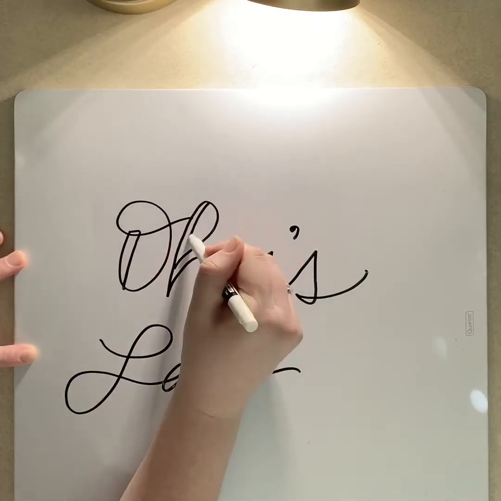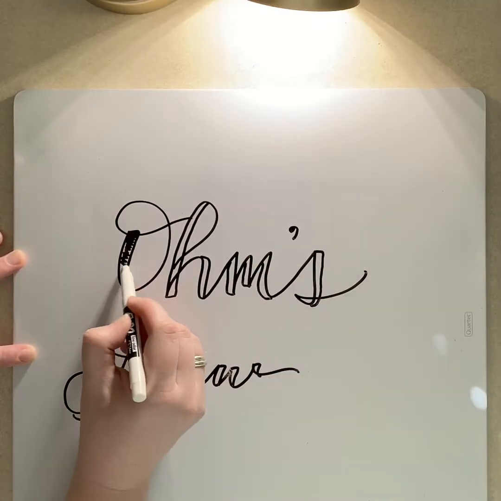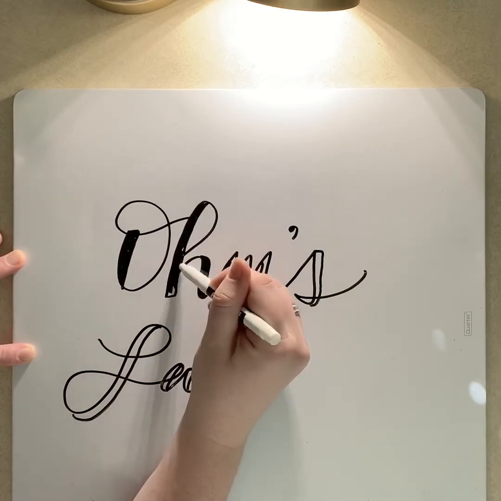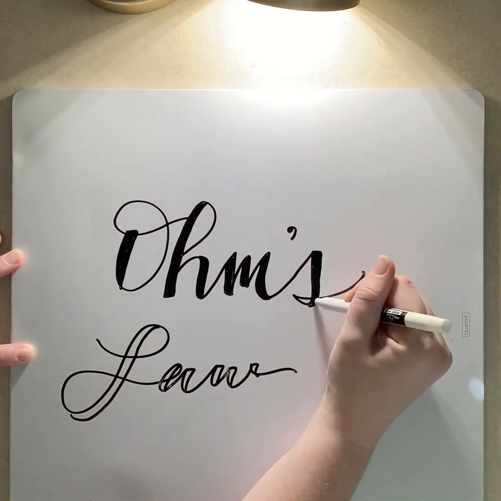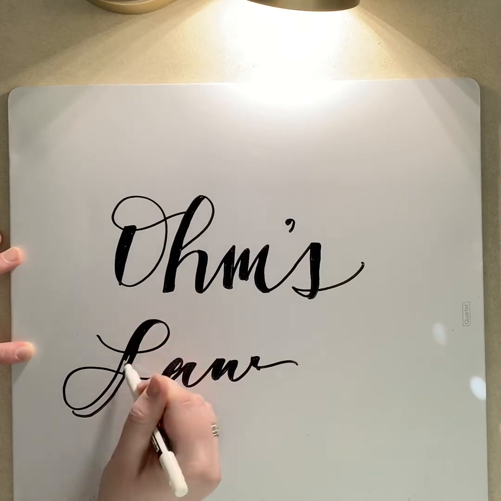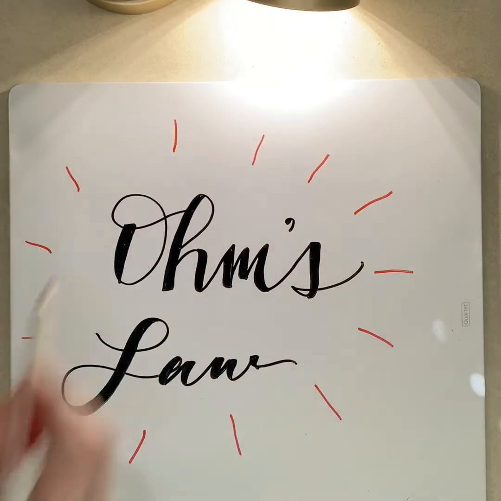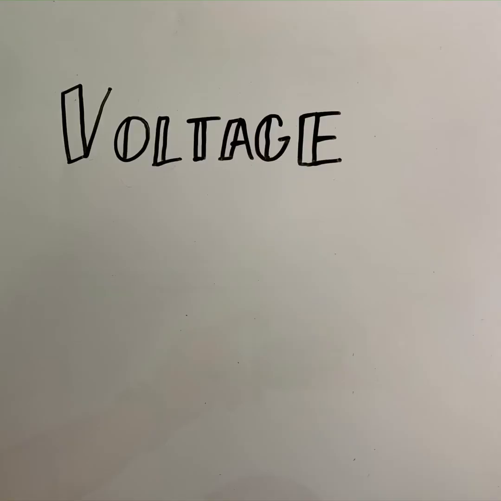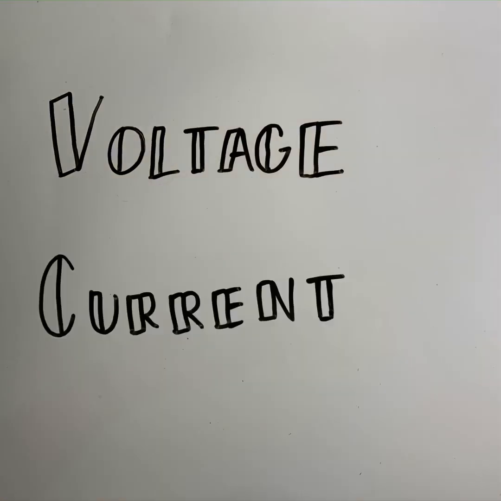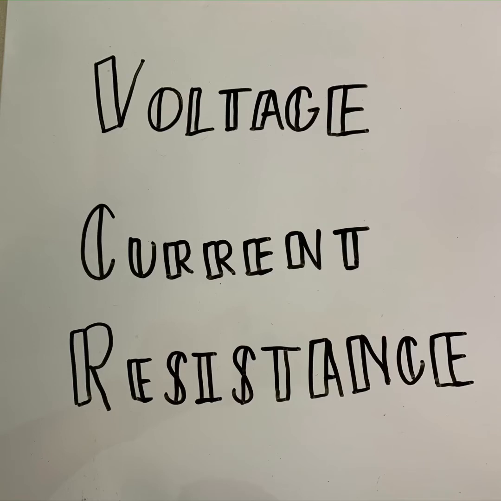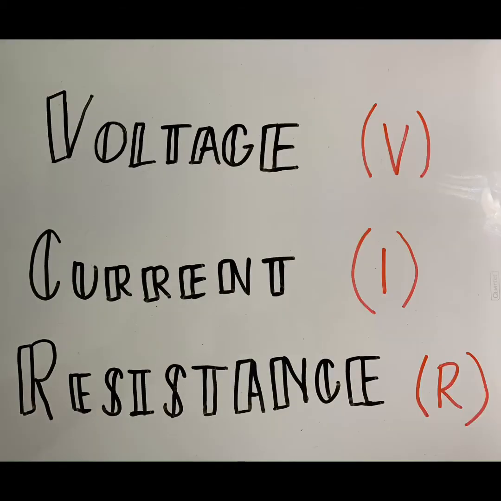Hello! Today in this video, I'm going to be talking about Ohm's law. Ohm's law contains three different components: voltage, current, and resistance. These are denoted by V, I, and R.